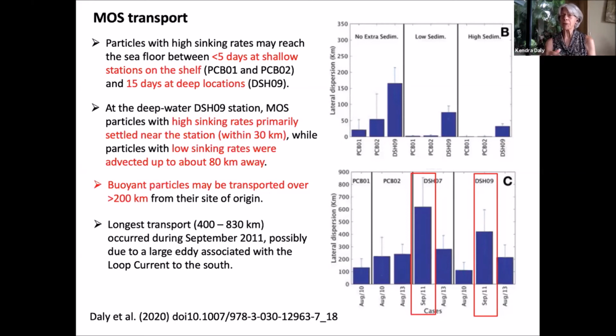And there was a lot of interannual variability. During September 2011, when there was a large eddy associated with the loop current to the south, that dragged water off the shelf and led to even longer transport. So there's a lot of complexity to this. Certainly, there could be significant transport over the region related to these sinking aggregates.